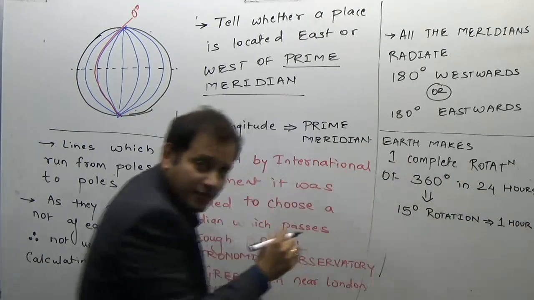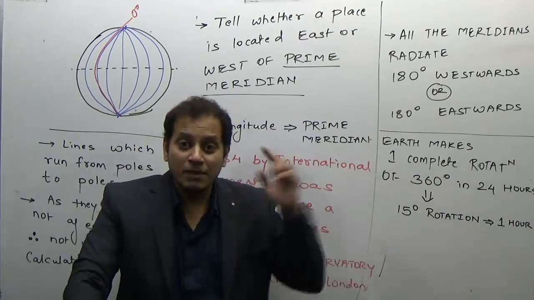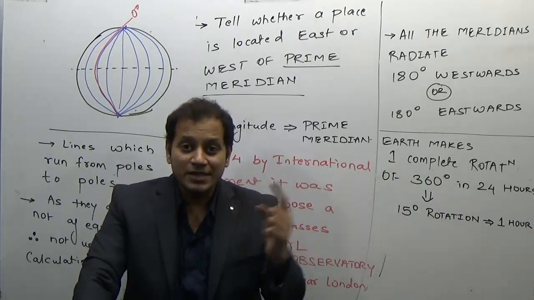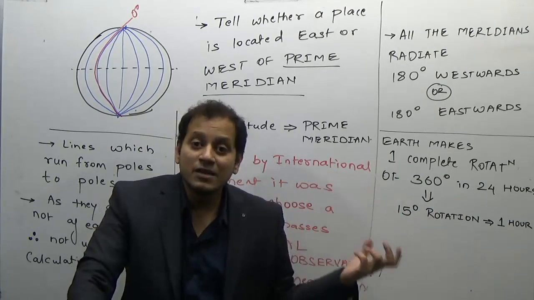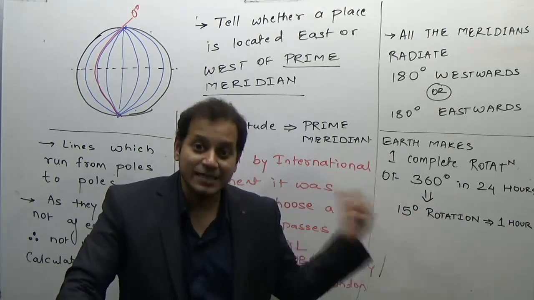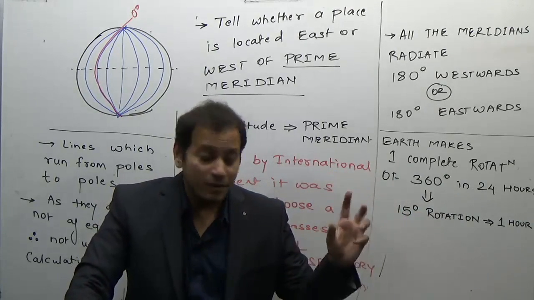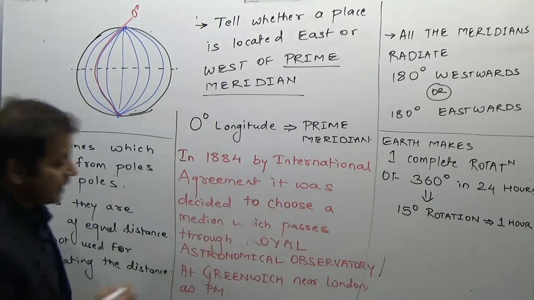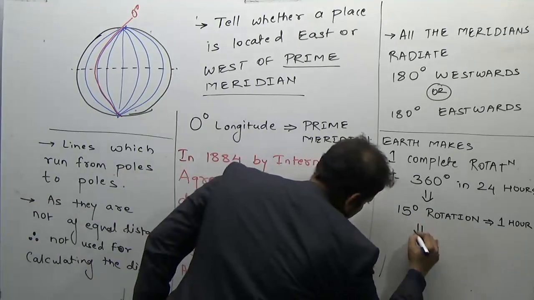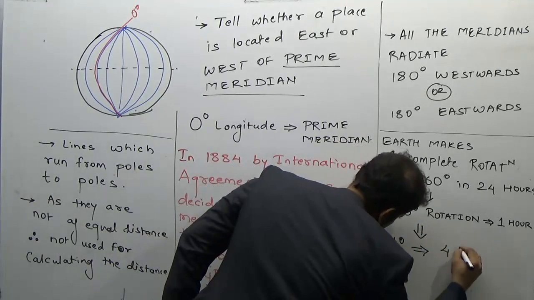Simple maths. If Earth takes 24 hours to complete a 360 degree rotation, how many degrees of rotation will Earth complete in 1 hour? It is 15 degrees. That means for 1 degree, how much time will the Earth take to rotate? We can say 1 degree in 4 minutes.